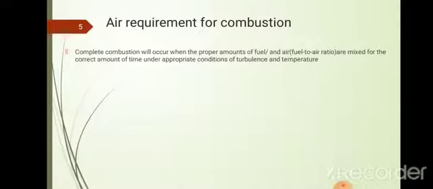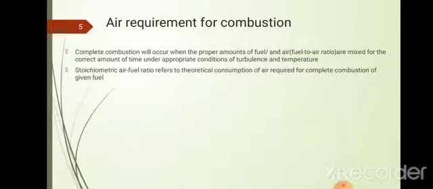So these are the factors required for complete combustion. One is the correct air-fuel ratio. Then the time, how long you keep this biomass at that temperature, is important, and other conditions like turbulence and temperature also play an important role.